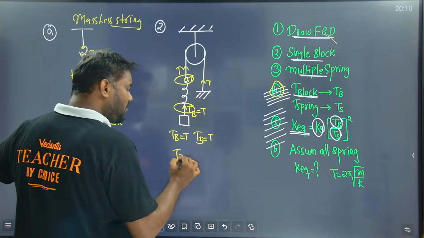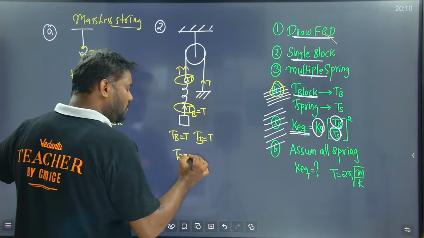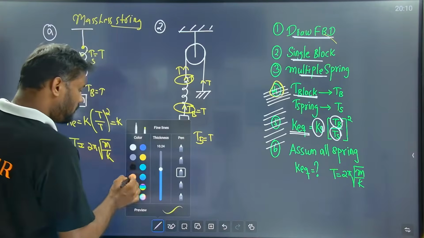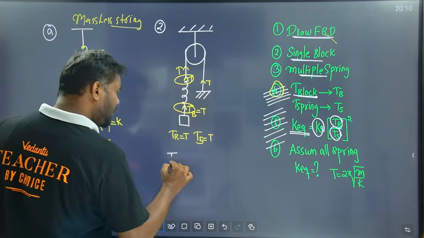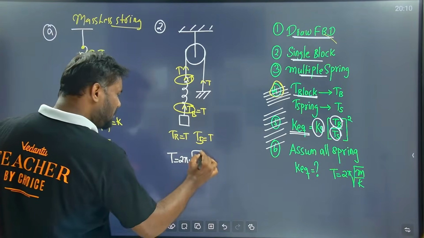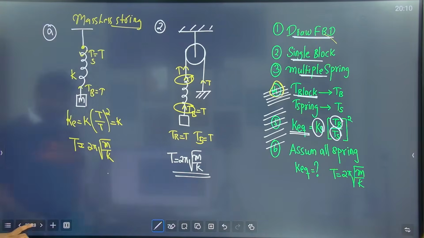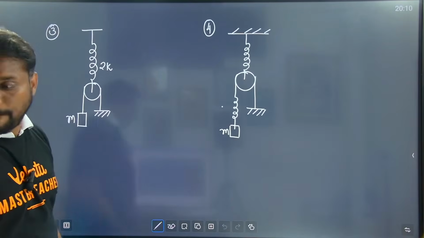Time period is equal to what, 2 pi root under what, m by k. This one remains same. Yes or no? No. Next problem you will understand this one clearly. Yes.